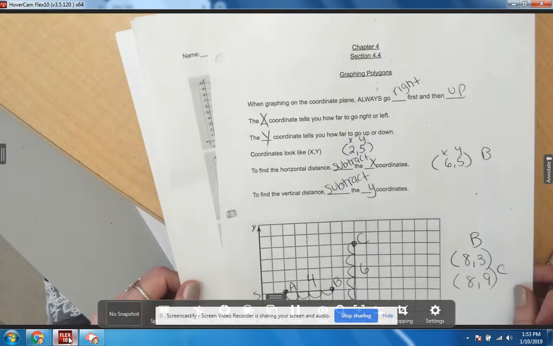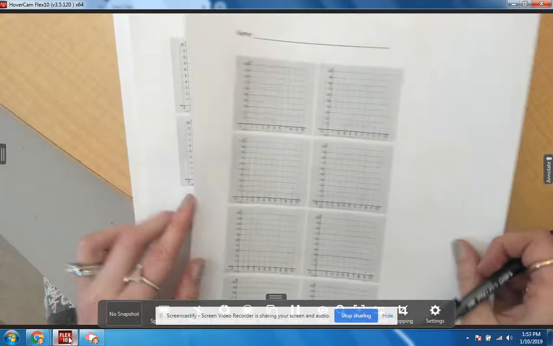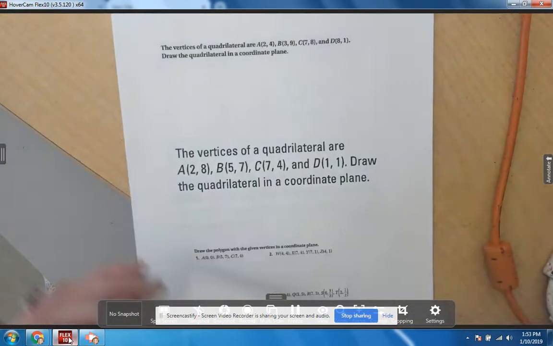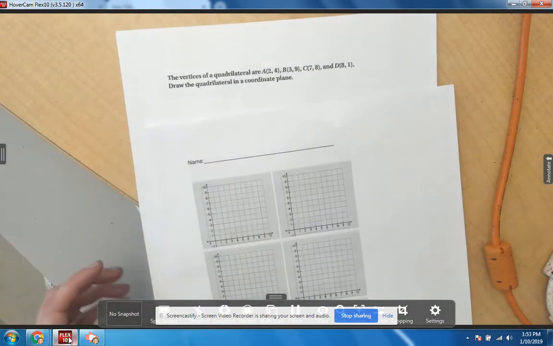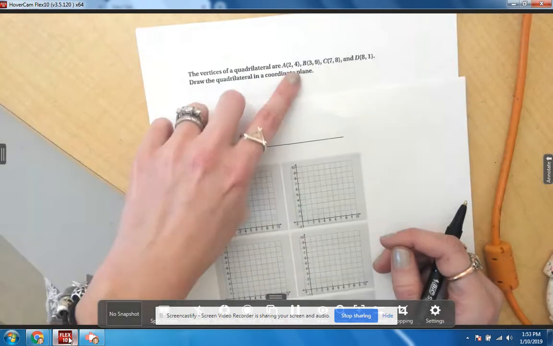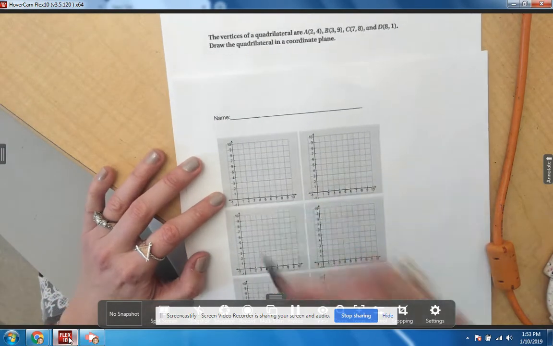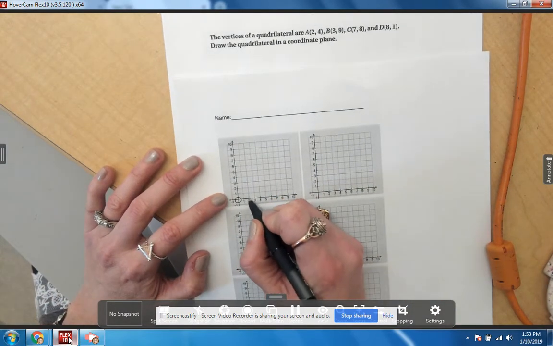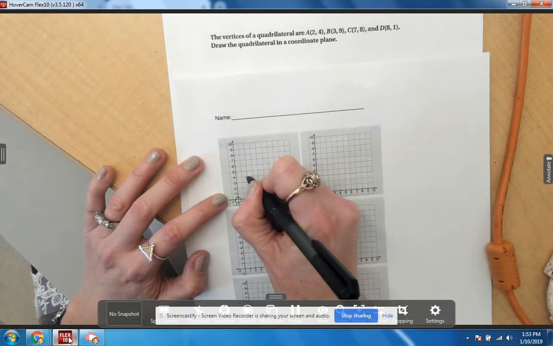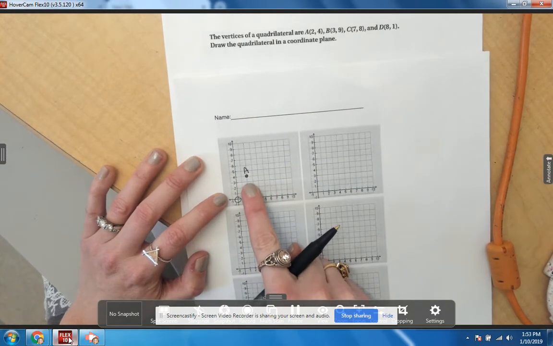Okay? We are going to try graphing polygons actually on these as well. So you should have scrap paper that looks like this. I'm going to have you use that to do some of these practice problems with me. Okay? The first one says the vertices of a quadrilateral, that's a 4-sided shape, are A is 2, 4. So let's try this one together. So on your first grid, starting at your origin, go over 2, up 4, put a dot where it intersects, label it A. So I went over 2, up 4.